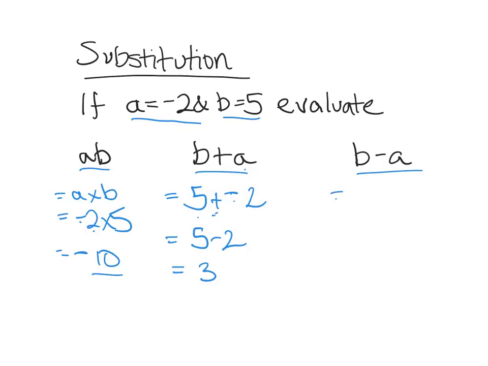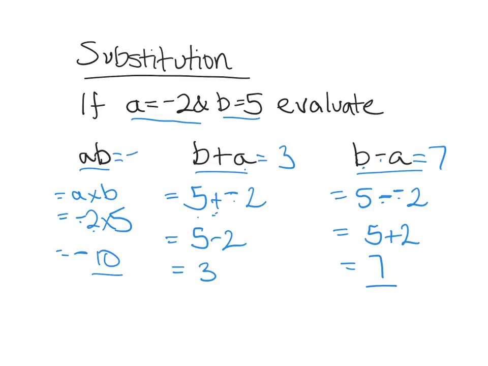Lastly, what about if we have b minus a? Well, let's see, b is equal to 5 minus a is equal to minus 2. Well, minus and minus becomes a plus, so 5 plus 2 is 7. So that's 7, that's 3, and that one is minus 10.